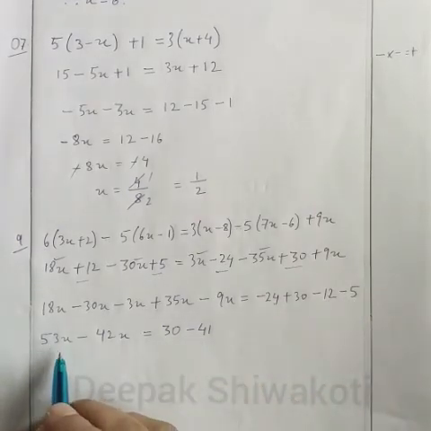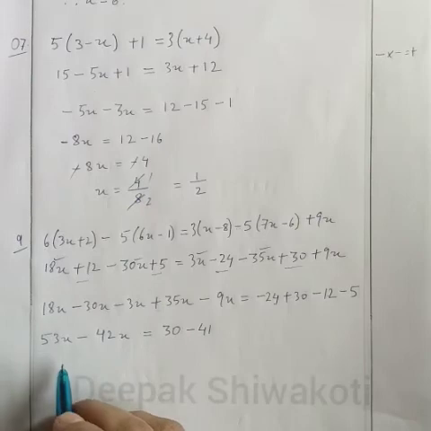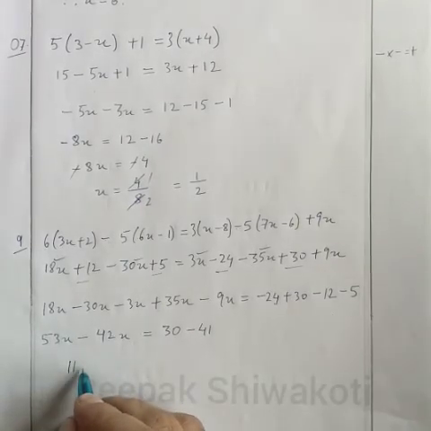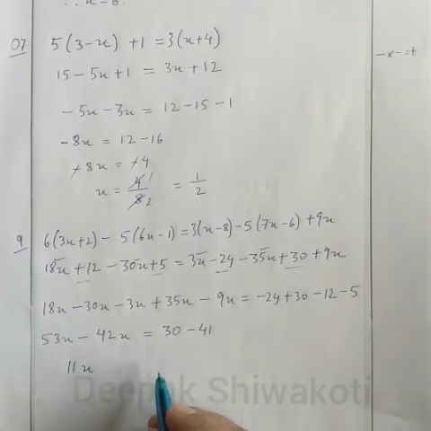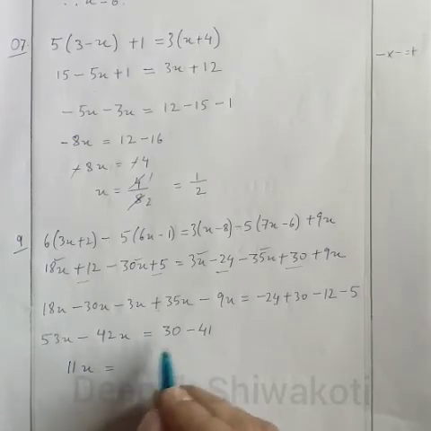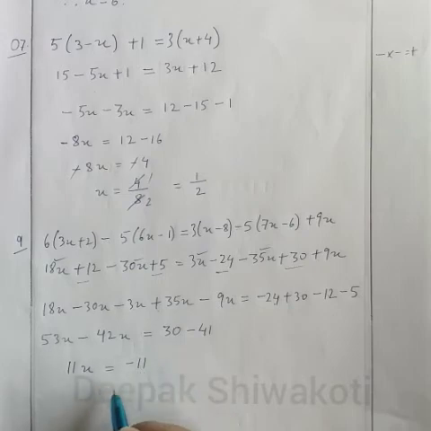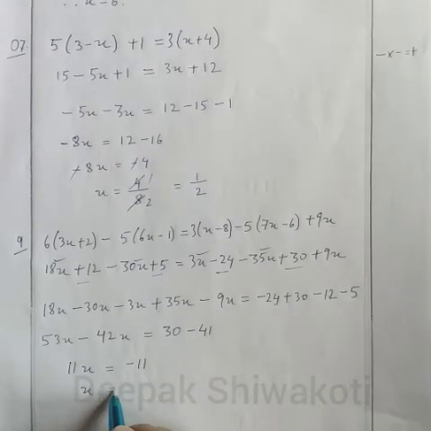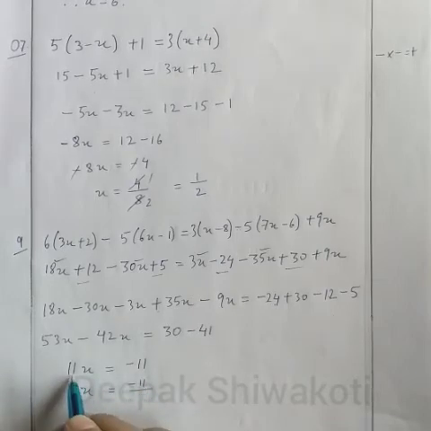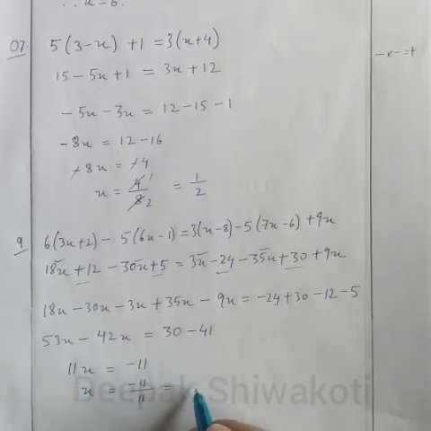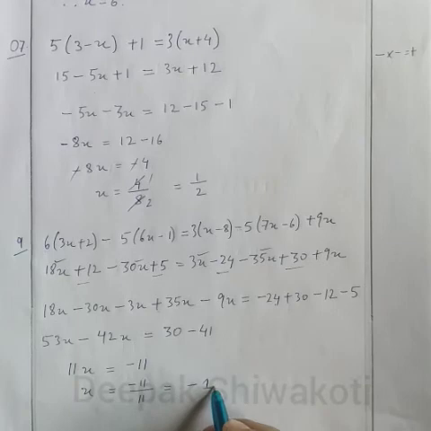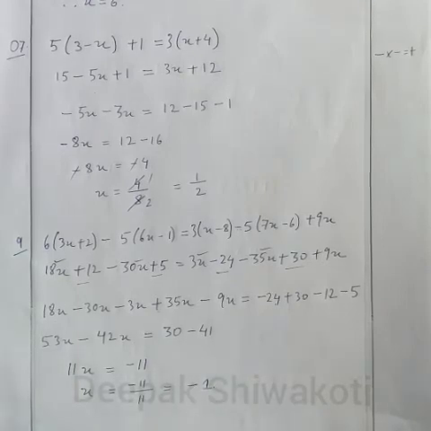Now subtracting 42 from 53, we get 11x, and here 30 minus 41, we get minus 11. So x will be equal to minus 11 by this 11, that is equal to minus 1. Okay, so x is equal to minus 1.